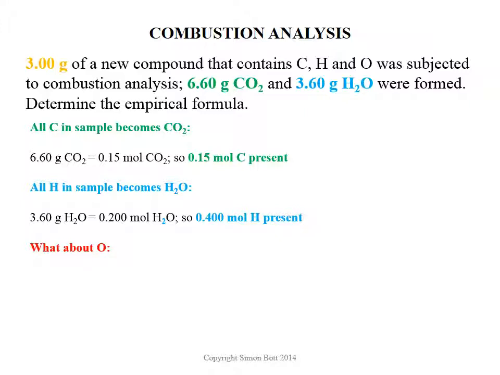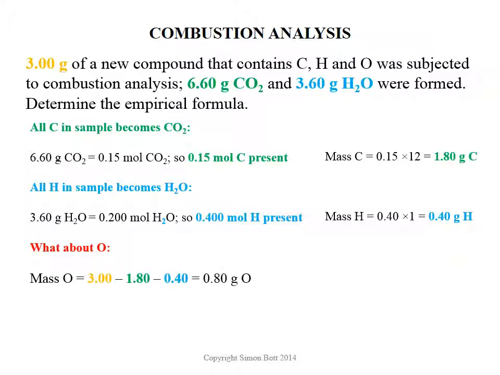So we have 0.15 moles of carbon present. That is equal to 1.8 grams of carbon in the 3 grams. We have 0.4 moles of hydrogen present, so therefore the mass of hydrogen present in the original 3 gram sample is 0.4 grams. So with the oxygen, the mass of the oxygen is the 3 grams with which we started, minus the 1.8 grams we know is carbon, minus the 0.4 grams we know is hydrogen. So we have 0.8 grams of oxygen. 0.8 grams of oxygen corresponds to 0.05 moles of oxygen.